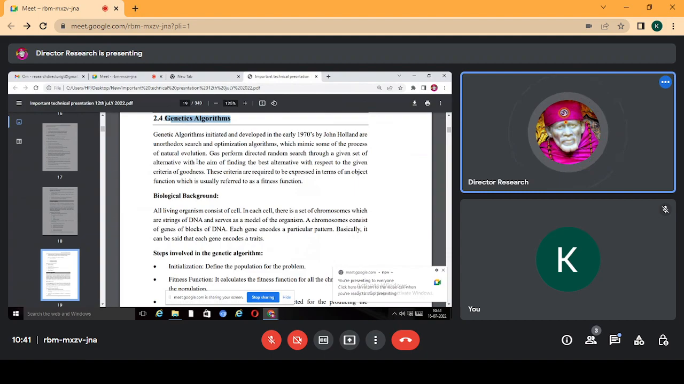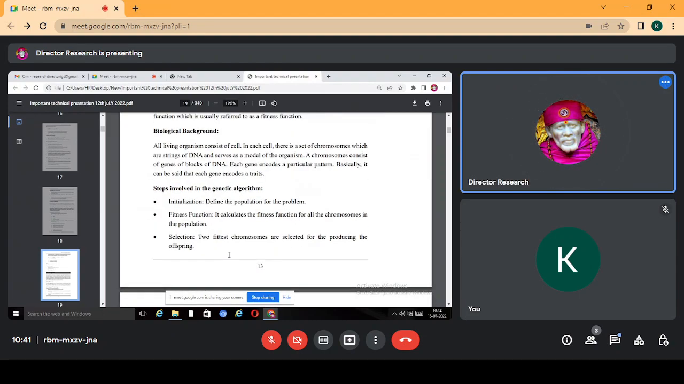Genetic algorithms are a process of natural evolution, performed as a directed random search through a given set of alternatives with the aim of finding the best alternative with respect to given criteria of goodness. These criteria are required to be expressed in terms of an objective function, which is usually referred to as the fitness function.